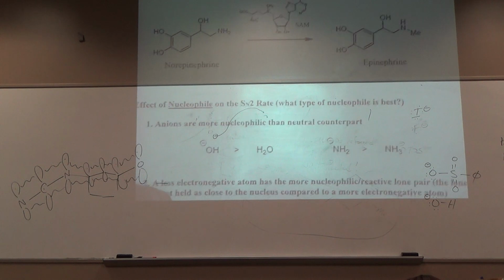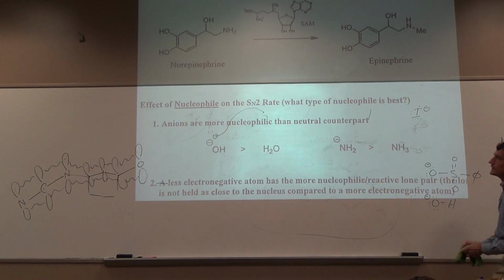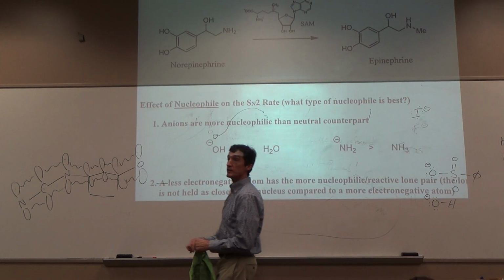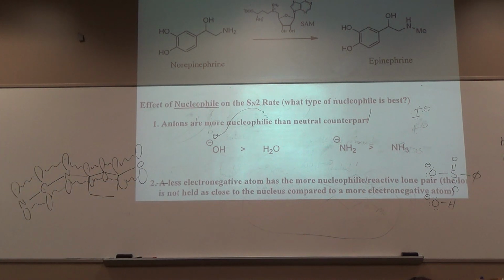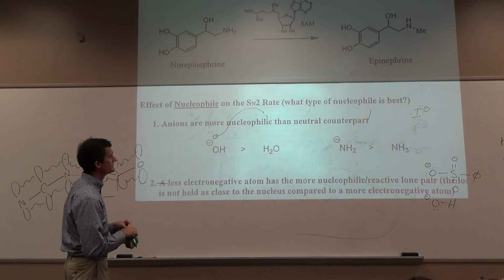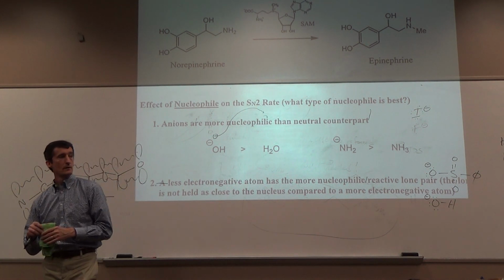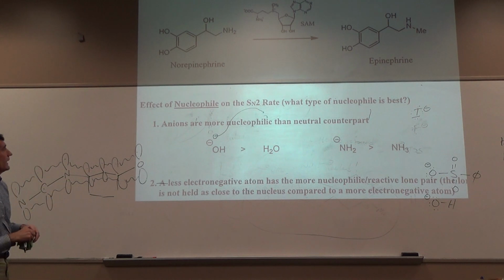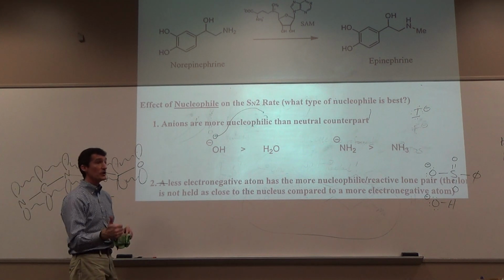What's next? Let's start looking at the nucleophile. So we've looked at the substrate, sterics, leaving groups. Now let's look at the nucleophile. You've got to have a good nucleophile to do an SN2. What type of nucleophile is best? You need a good nucleophile.